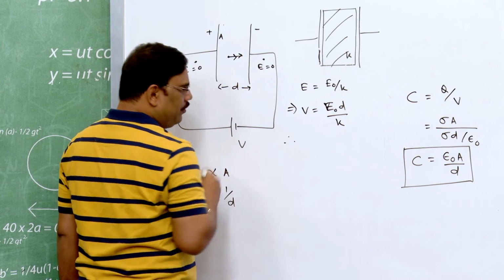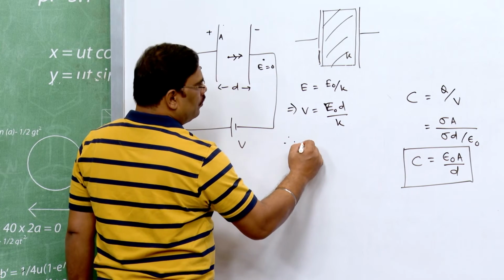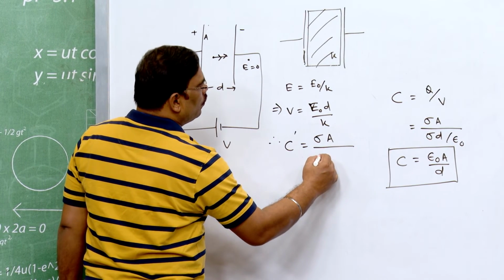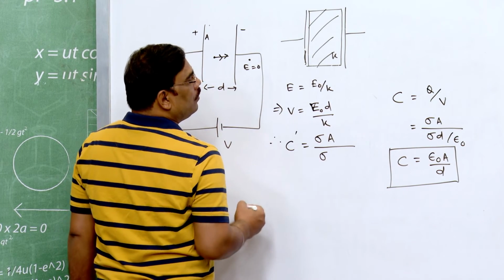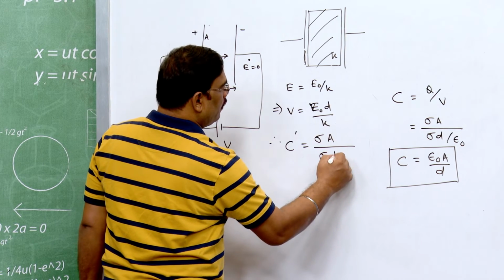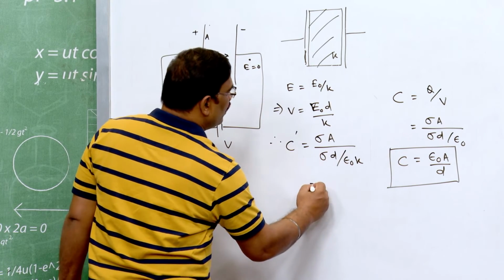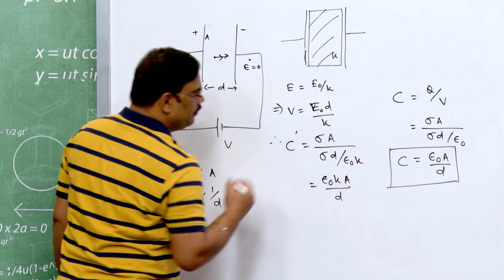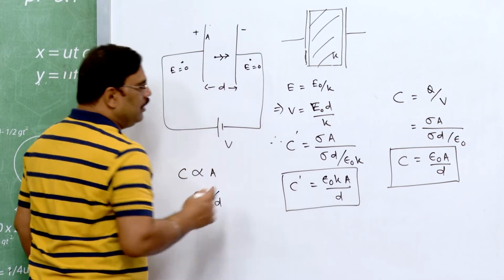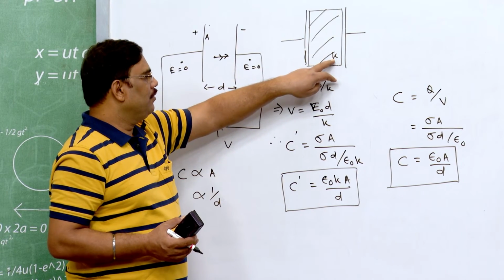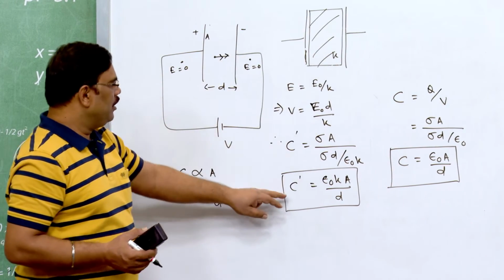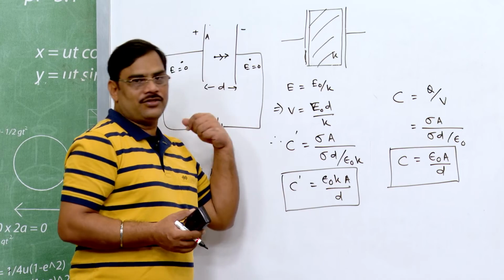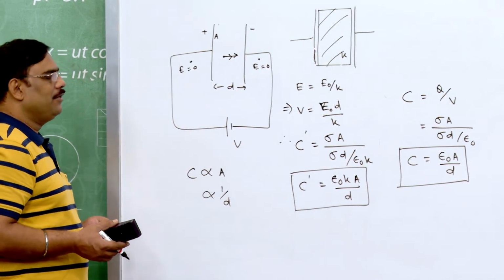So, therefore, your C dash will be equal to sigma A divided by sigma d by epsilon 0 K. So, this is equal to, sigma will cancel, epsilon 0 K A divided by d. So, my C dash, the new capacity, if a dielectric slab of dielectric constant K is introduced between the plates, then my new capacity will be epsilon 0 K A by d. So, what we see is that the capacitance is increased with the introduction of a dielectric slab between the plates.